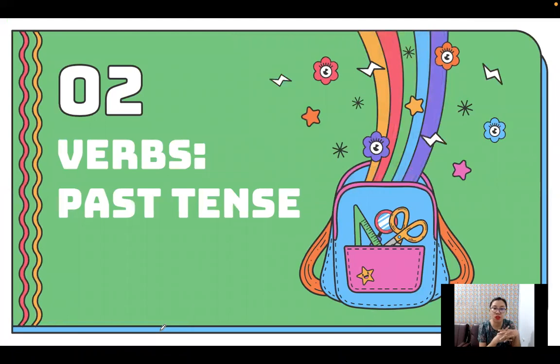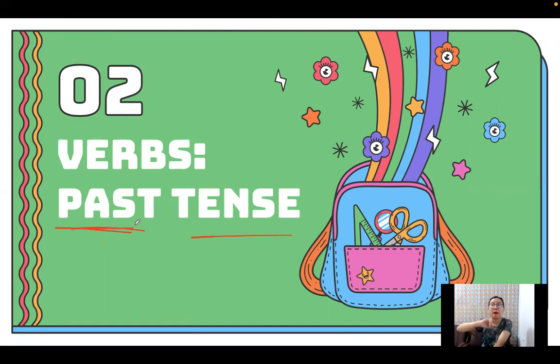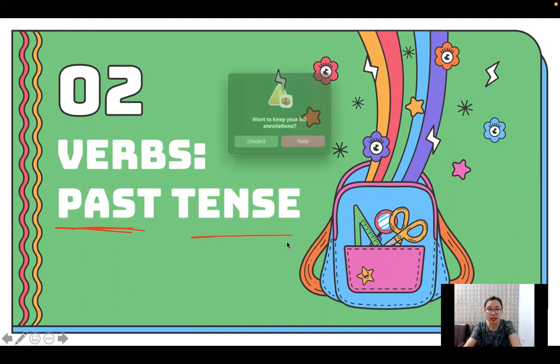Now we will talk about the past tense of the verbs, verbs in their past tense form. What is past tense? We use this kind of verbs when we are talking about the past. What do you mean by the past?